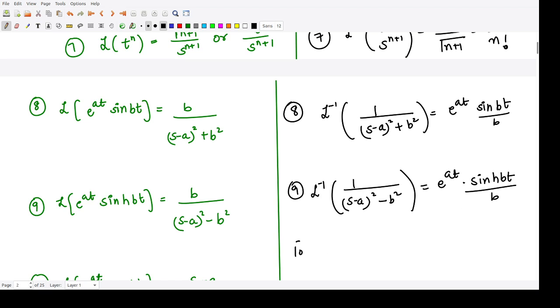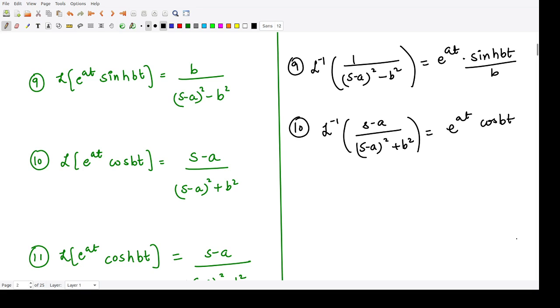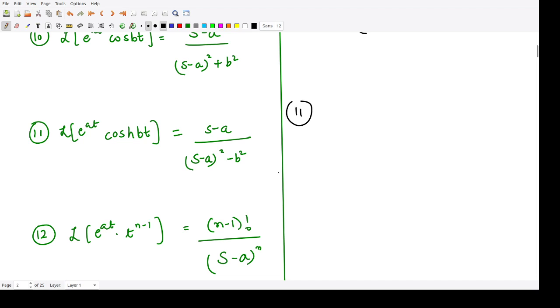And then we have the Laplace inverse of (s minus a) divided by (s minus a) whole square plus b square, that is equal to e to the power at cos bt. And then we would have, corresponding to this formula, Laplace inverse of (s minus a) divided by (s minus a) whole square minus b square, that is equal to e to the power at cos hyperbolic bt.